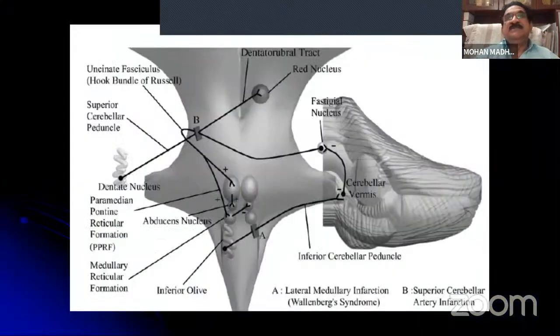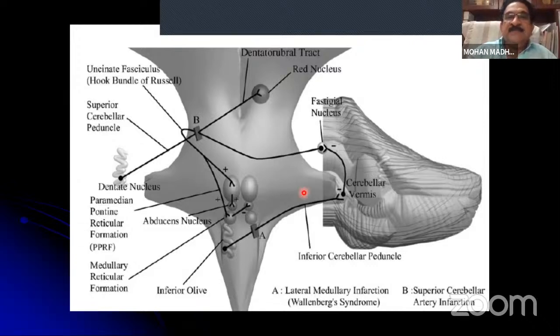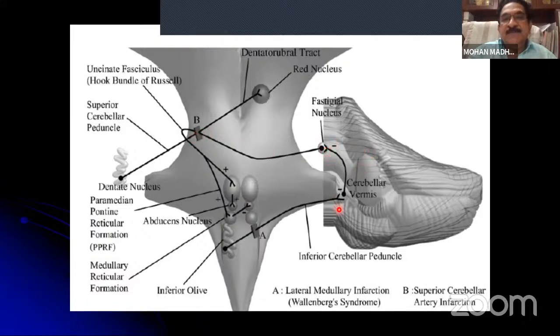Now let us see how this occurs in lateral medullary syndrome. That's our patient which we discussed last. How does it occur? This is the fastigial nucleus which we're talking about. It stimulates the contralateral PPRF through the hook bundle. This fastigial nucleus is inhibited by the cerebellar vermis, which I already told.